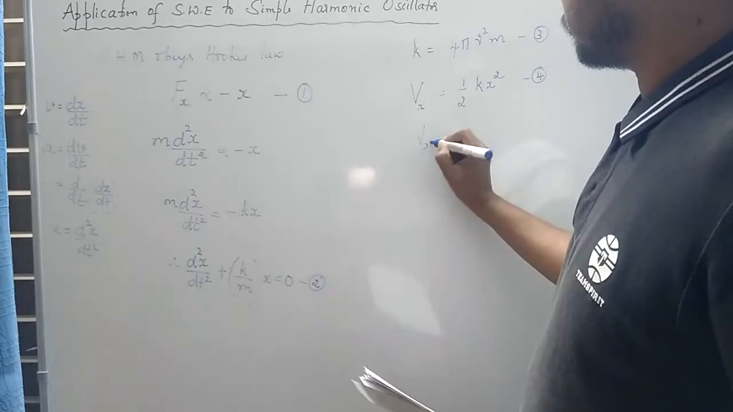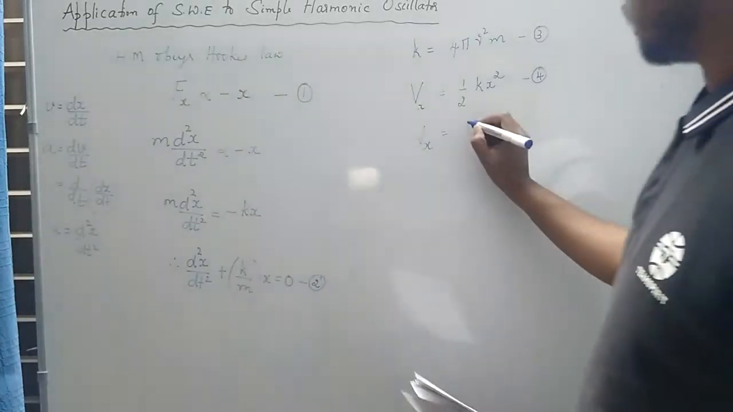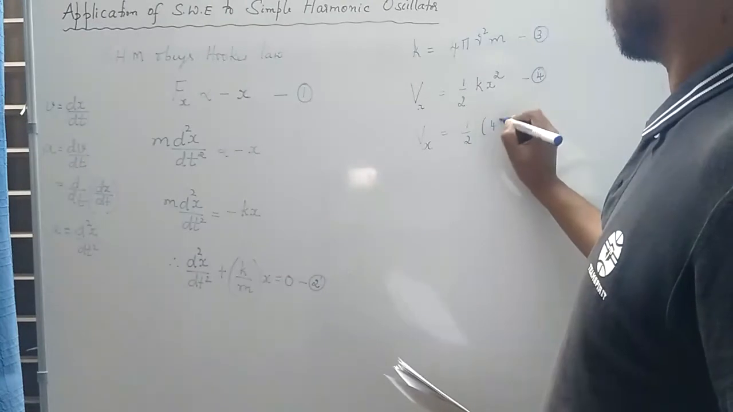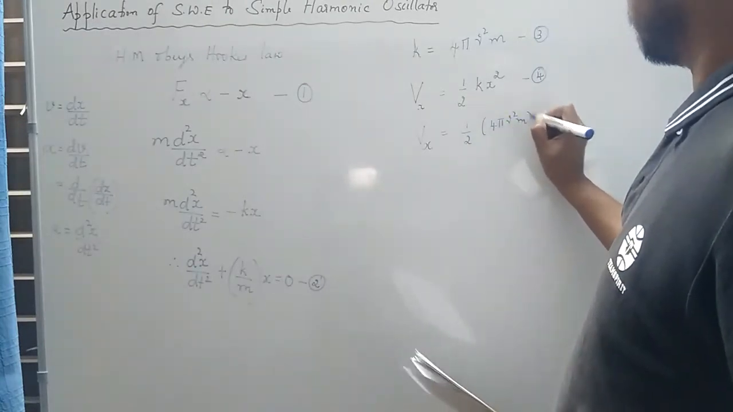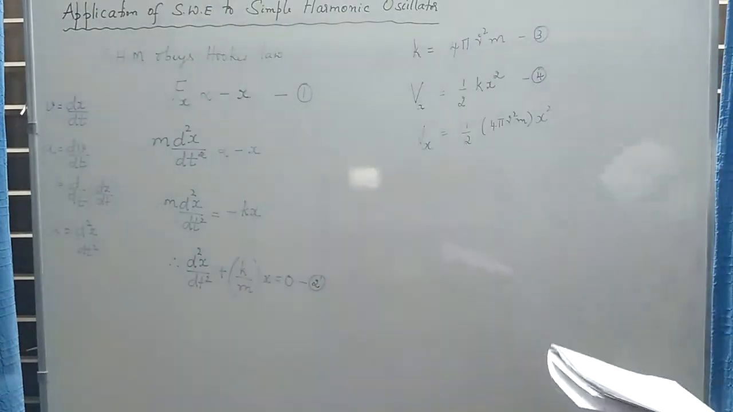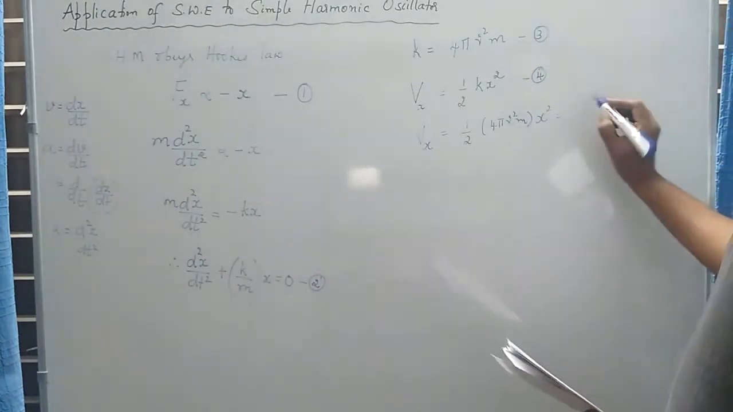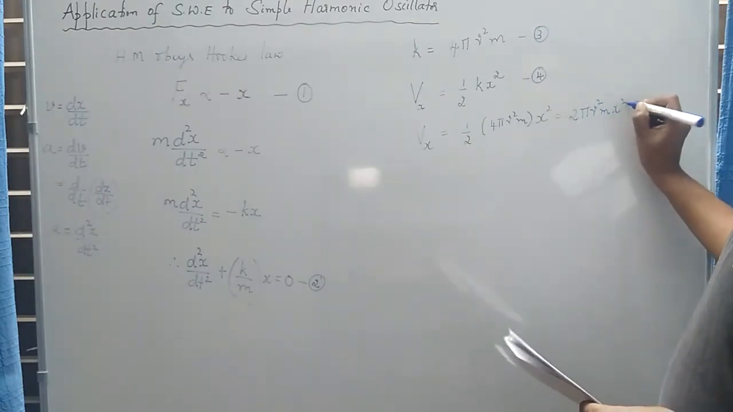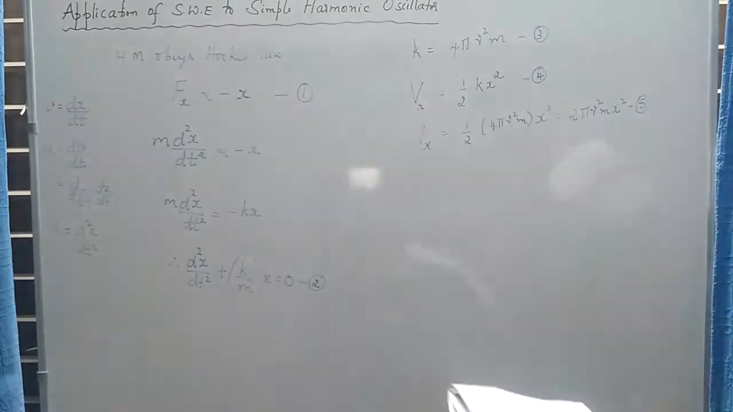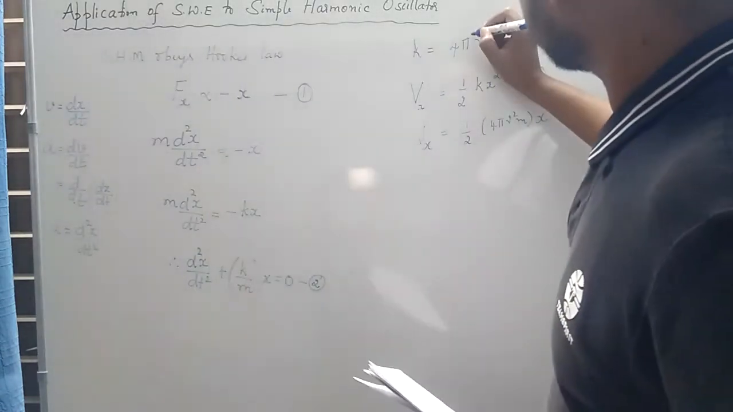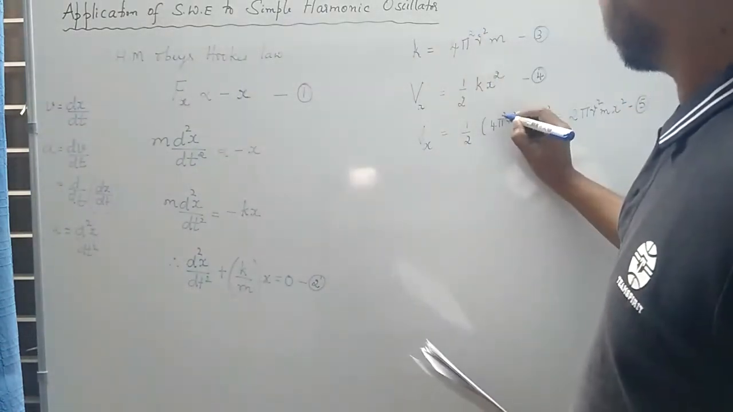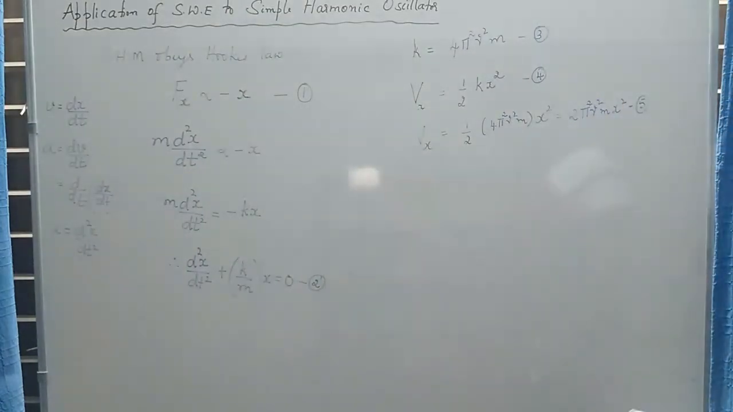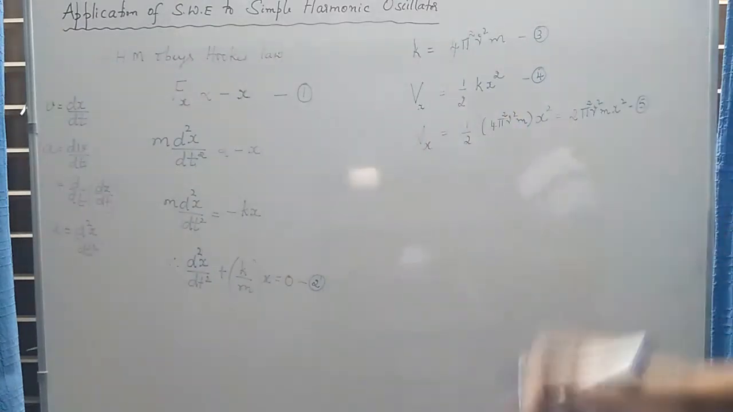Then we will get a much better expression for potential energy, which is half into K is 4 pi square nu square m into x square. Therefore, potential energy V(x) is equal to 2 pi square nu square m into x square. So this is the expression for the potential energy of the particle. Okay, I made a mistake here. It is 4 pi square, so 2 pi square nu square m into x square. This is the potential energy for a simple harmonic oscillator.